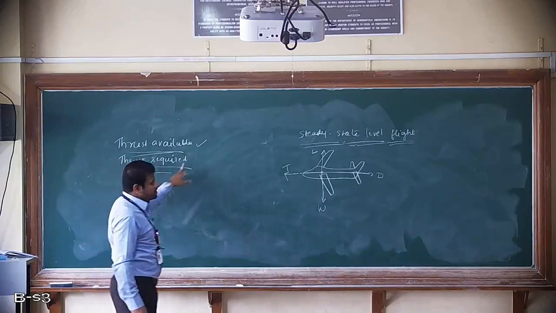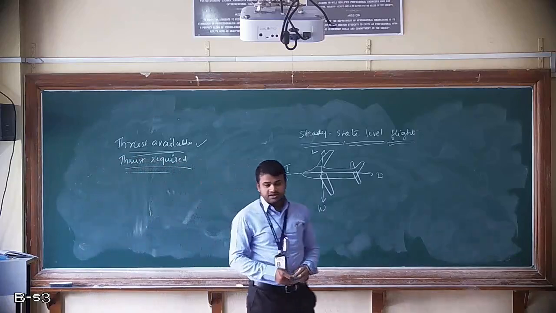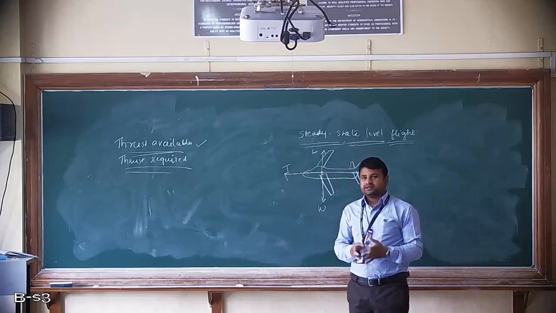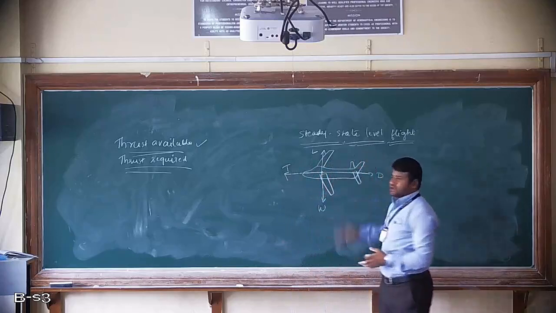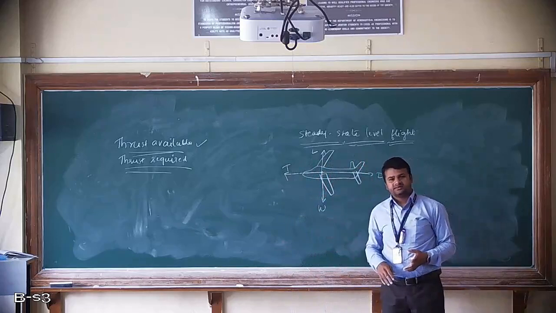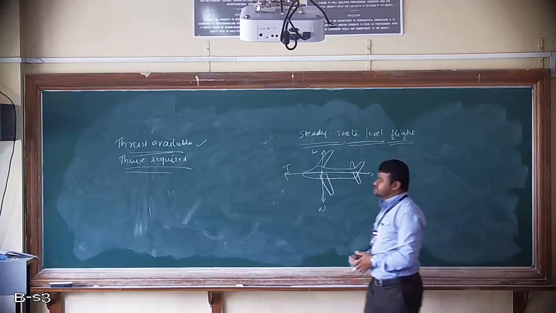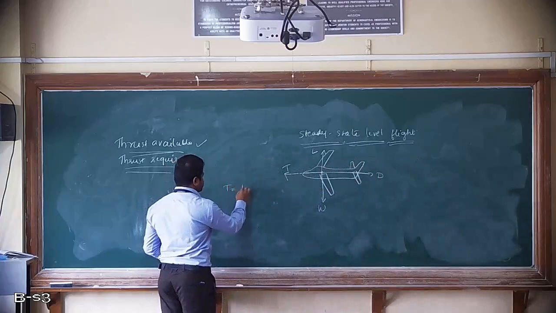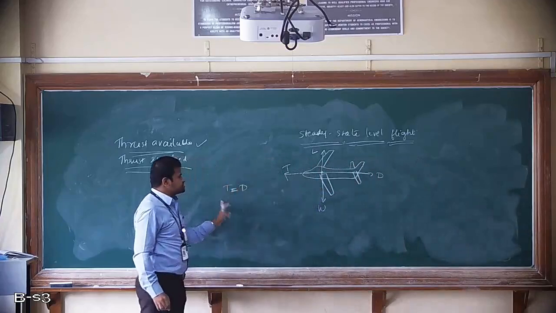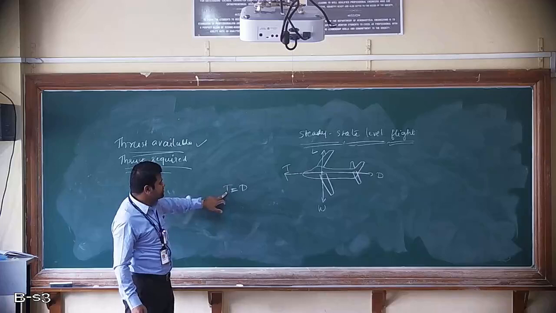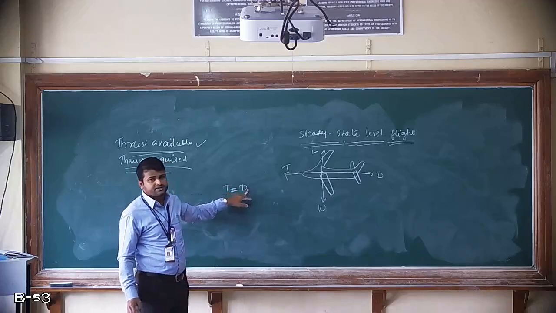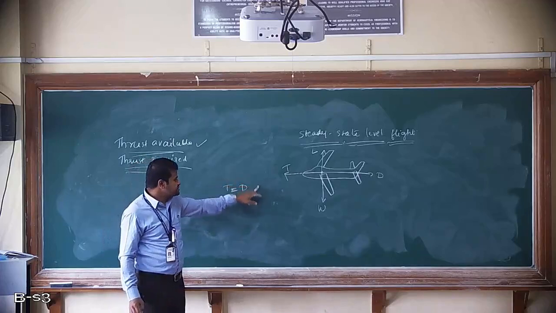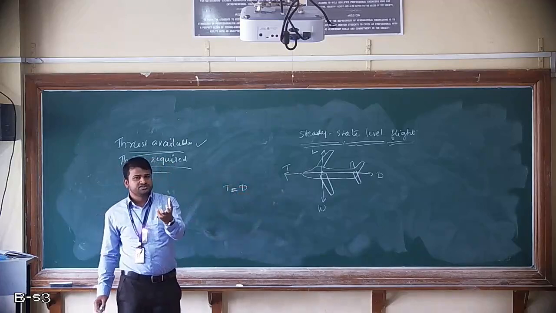And thrust required. Then what is thrust required? Thrust required is the required amount of thrust to maintain steady state level flight. That means your T must be equal to D. We have to maintain this. Otherwise, what will happen? If this becomes less, your aircraft will not fly further. So in order to maintain this condition, some amount of thrust is required.